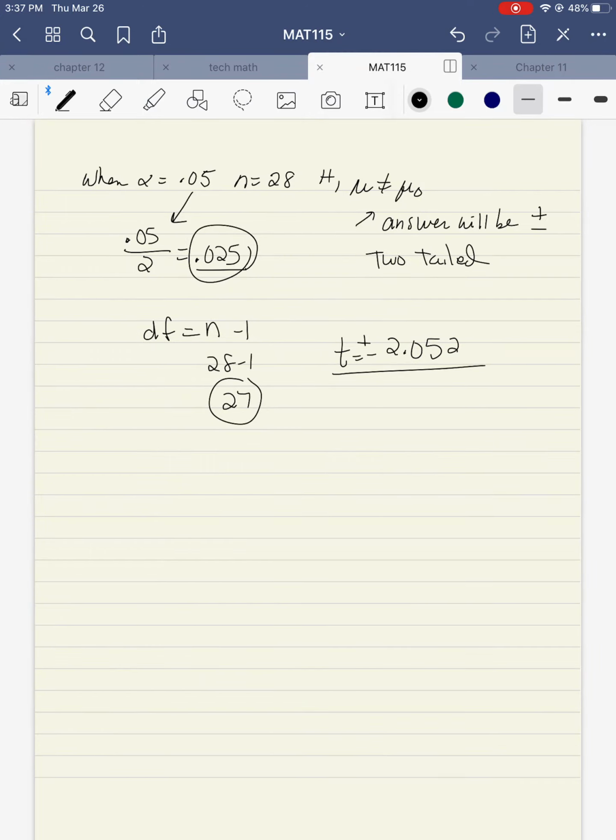When alpha is 0.05, n is 28, again I'm trying another one of these does not equals. Because it does not equal, it's a plus or minus when I look up the number, but first I have to divide it by 2. So 0.05 divided by 2 is 0.025. Calculate the degrees of freedom. 28 minus 1 is 27. So up at the top I look at 0.025, go down to the 27, and this comes out to plus or minus 2.052.